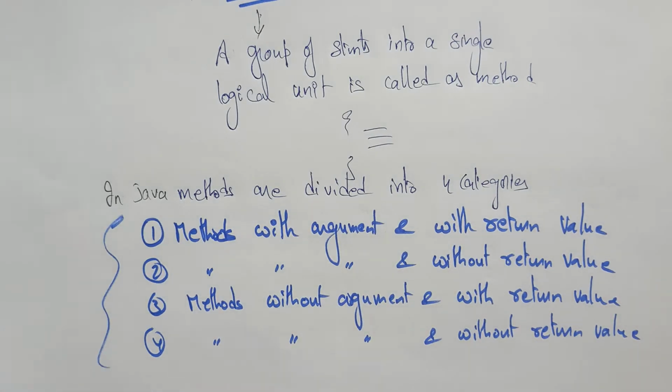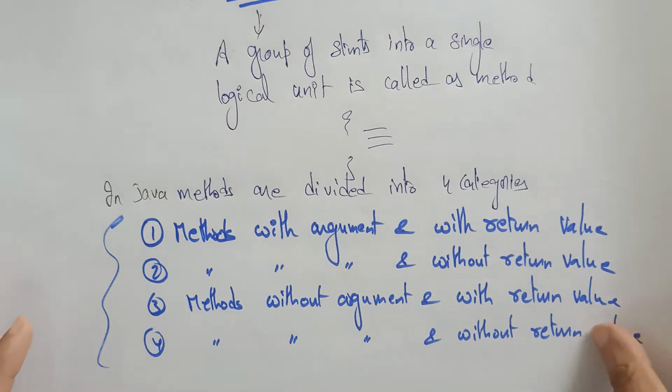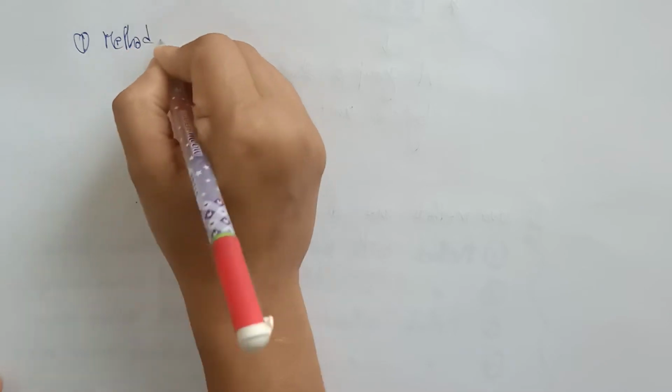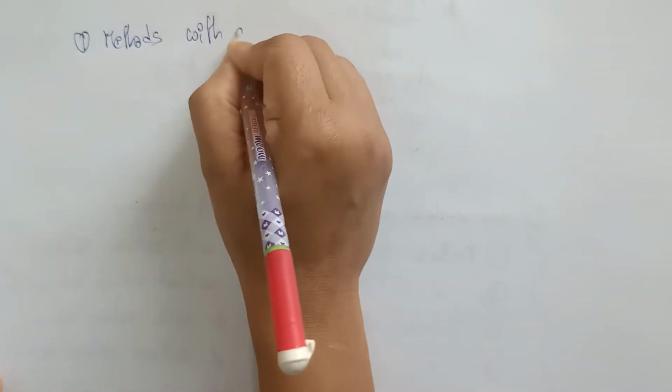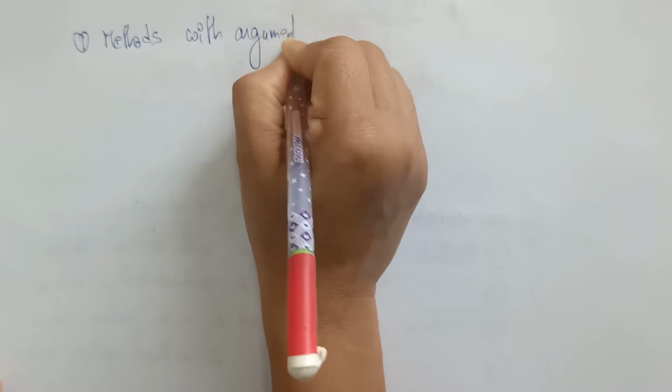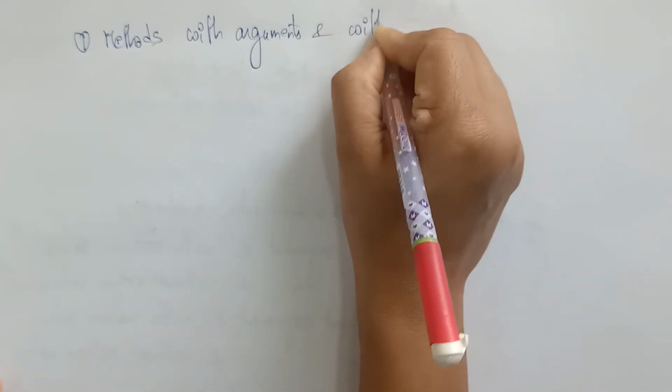We will discuss each one by one with examples. By the end of this video, you will get complete clarity on how to use methods in the Java programming language, when to use, and which type of method we have to use. Okay, that we will all see. So start with the first one. What is the first one? Methods with arguments and with return values.